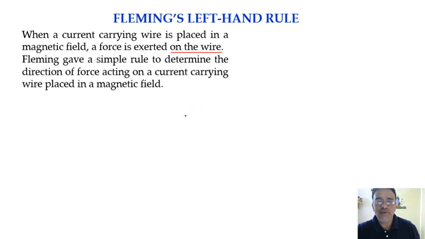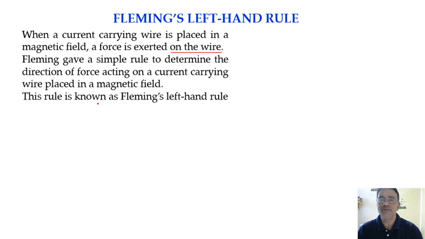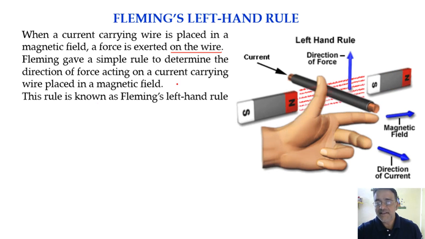Fleming gave a simple rule to determine the direction of force acting on a current carrying wire placed in a magnetic field, and this rule is called Fleming's left hand rule. The forefinger gives the direction of magnetic field, the center finger gives the direction of current, and the thumb will give the direction of force.